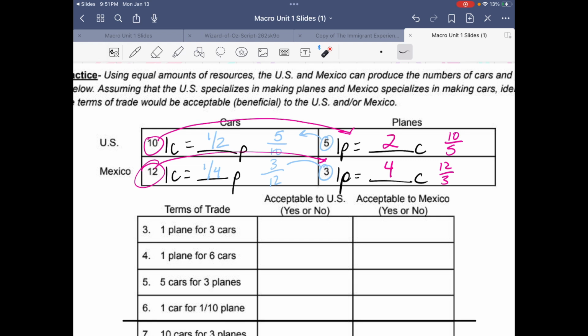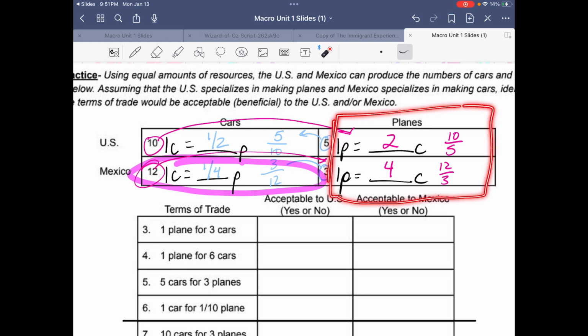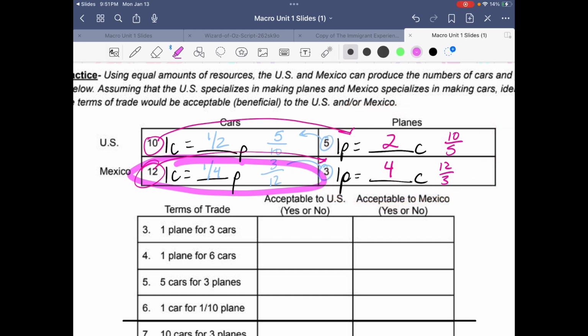So let's take a look at how much time, energy, and resources it takes to make one car in each of these countries. In the U.S., making one car is losing out on half a plane, whereas in Mexico it is losing out on a fourth of a plane. So it looks like Mexico should focus on making the cars because they are better at it. What about planes? In the U.S., making one plane is the equivalent of making 2 cars, whereas in Mexico, they would lose out on 4. So 2 is less than 4. So we want that to be what they do. So it looks like the U.S. is going to make planes and Mexico is going to make cars.